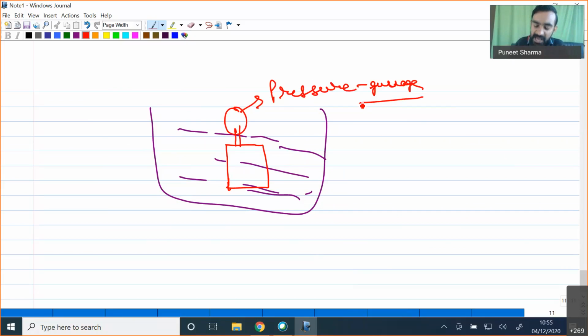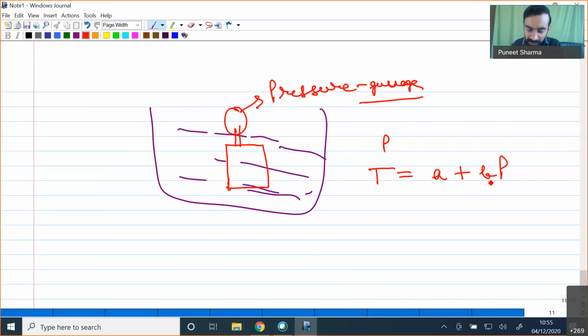and this pressure gauge will give me the value of pressure. As we have already seen, we have a linear relationship between pressure and temperature under the assumptions we have considered. So I can say that my T is equal to A plus B times P, where A and B are some constants.